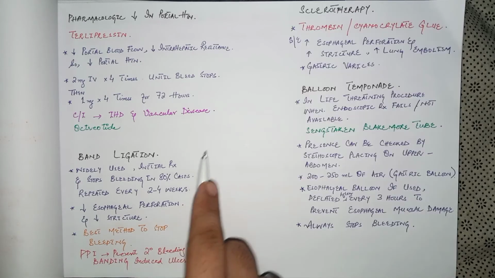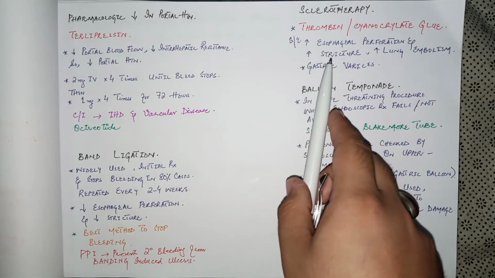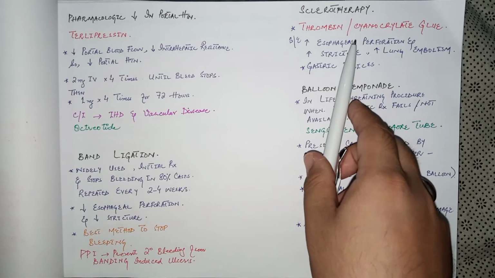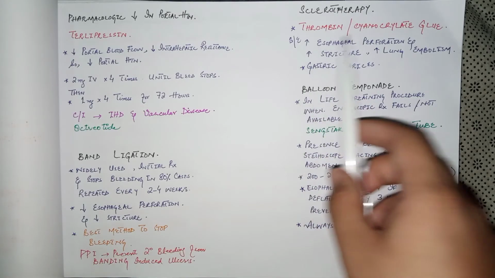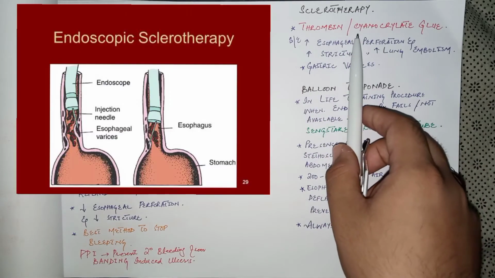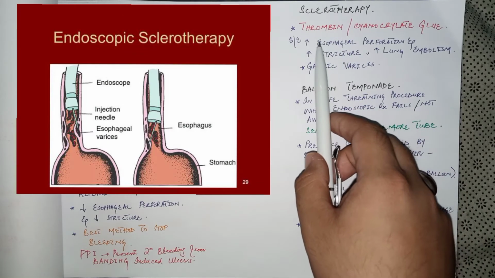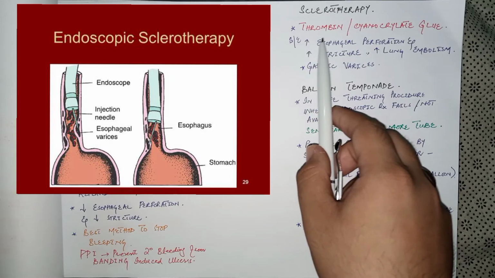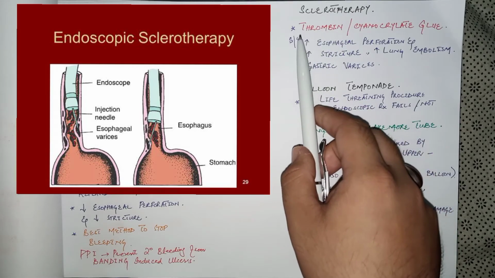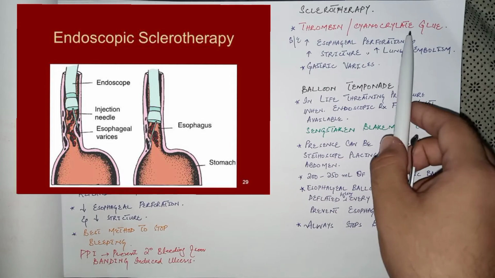Now come to the second procedure, that is sclerotherapy. This is not widely used and is nowadays replaced by band ligation. In this procedure, a sclerosing agent is injected via endoscope into the varices. This sclerosing agent is thrombin, or it can be cyanoacrylate glue.